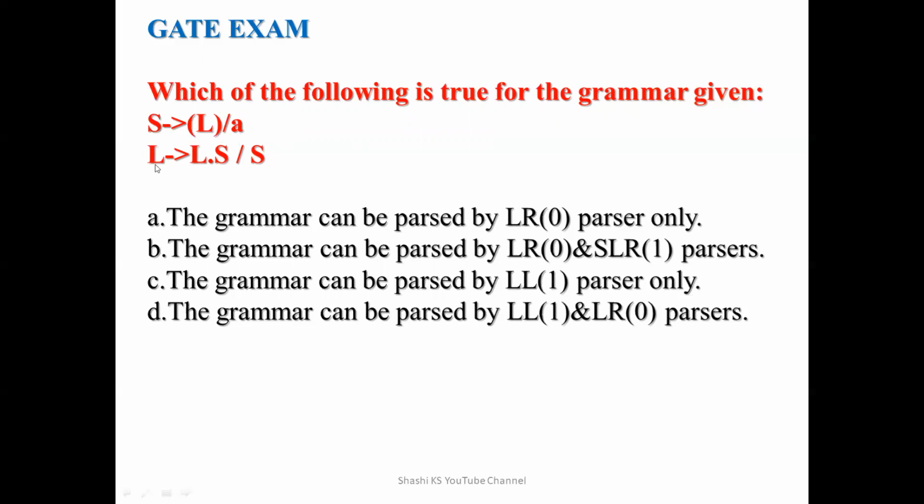Similarly, take the production L derives S, and S can derive a. So the first of the production L derives S is also small a, the terminal a. That means the first sets of the productions L derives S and S derives A are not unique. They are intersecting; in the intersection of the first sets of the two productions you have common values. So both productions S derives A and L derives S will be placed in the same cell in the LL1 parsing table. That means this grammar cannot be parsed by the LL1 parser.